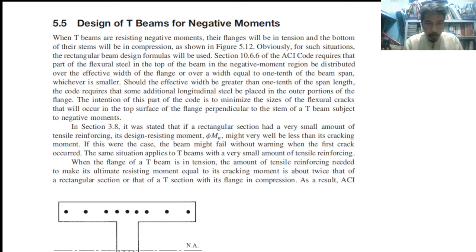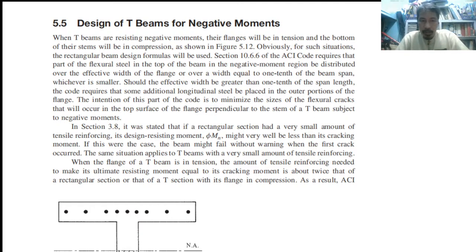In the previous section, it was stated that if a rectangular section had a very small amount of tensile reinforcement, its design resisting moment might very well be less than its cracking moment. If this were the case, the beam might fail without warning. You already know the balanced design, the over and the under design.